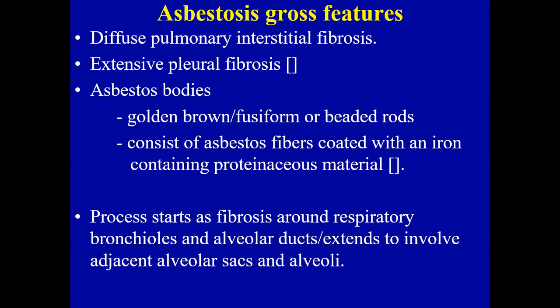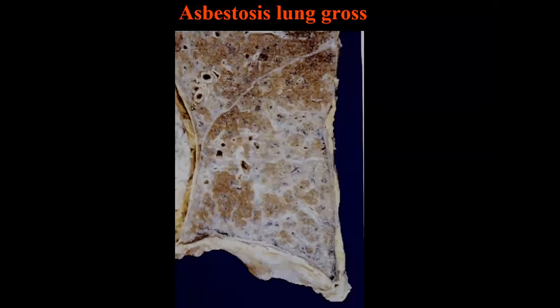It will cause diffuse pulmonary interstitial fibrosis, extensive pleural fibrosis, and there will be asbestos bodies. It can be golden brown, fusiform or beaded rod, consisting of asbestos fiber coated with an iron-containing proteinaceous material. Process starts as fibrosis around respiratory bronchioles and alveolar duct and extends to involve the adjacent alveolar sac and alveoli. This is the lung in asbestosis. شوفوا هذا الفايبروسيس يطلع عندنا هذا اللون اللي هو جراي على بياض، هذا هو الفايبروسيس of the lung.